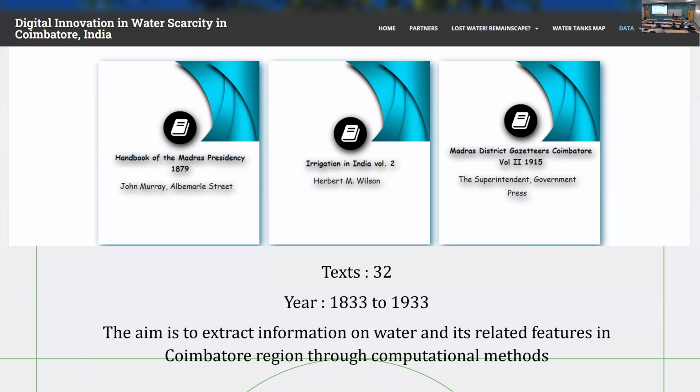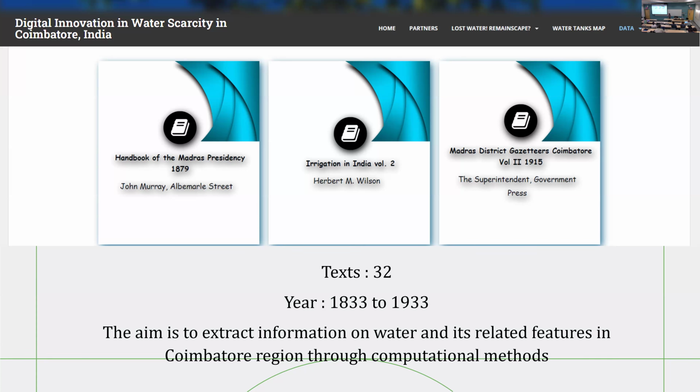It was started as part of an ADHO sponsored project titled Digital Innovation in Water Scarcity in Coimbatore, India, in which I worked as a postdoctoral research associate at the University, UK. The aim of the project is to extract water-related features in the British India colonial corpus and maps, particularly for the region called Coimbatore, which is in the southern region, which was part of the Madras presidency during the British colonial time.